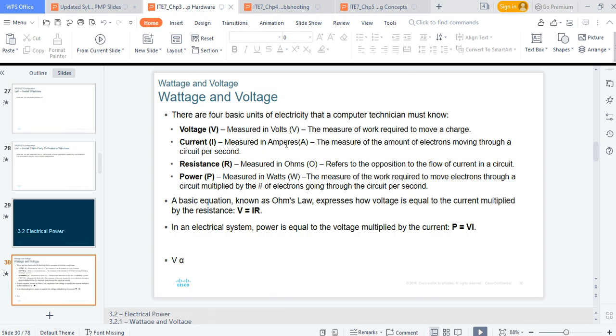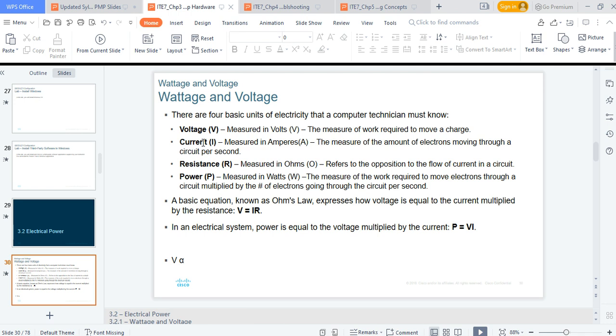Okay, electrical power. So this will be some physics. If you don't have a background in physics or mathematics, you should still be fine. This is just some very basic electricity. Voltage. What is voltage? Well, let's first understand what current is.